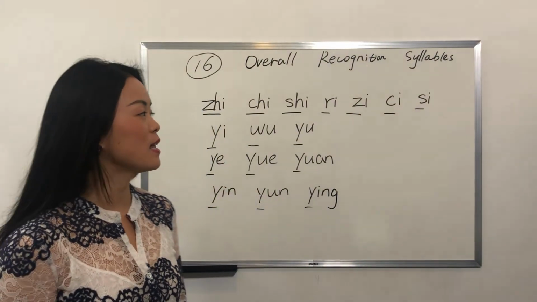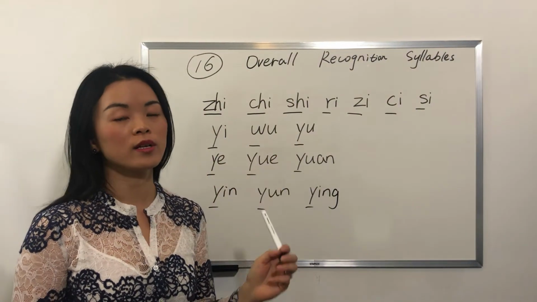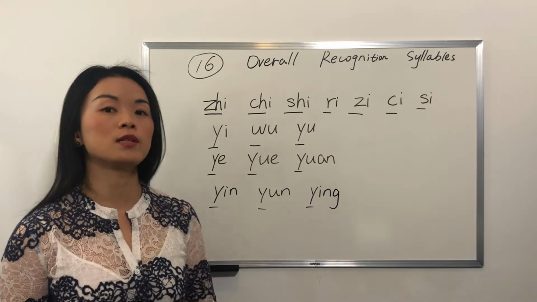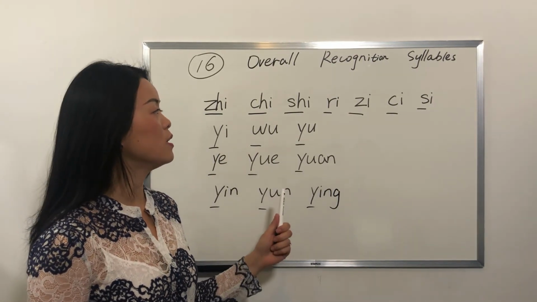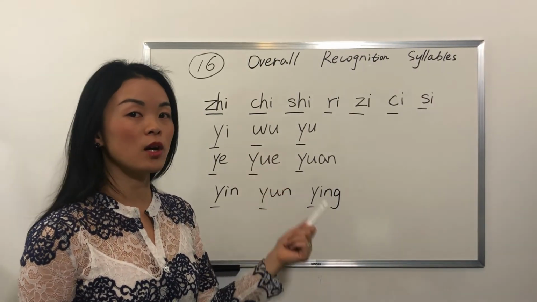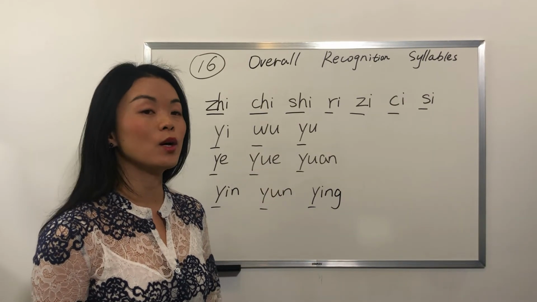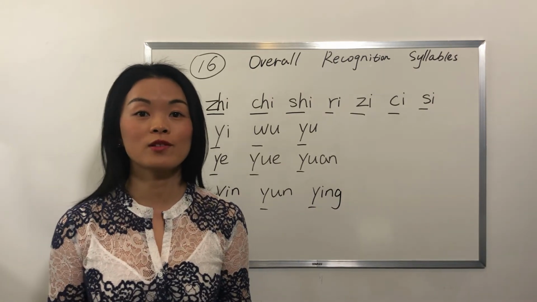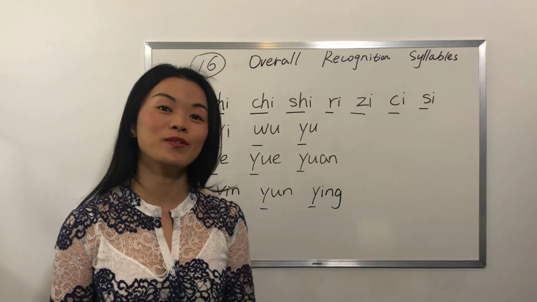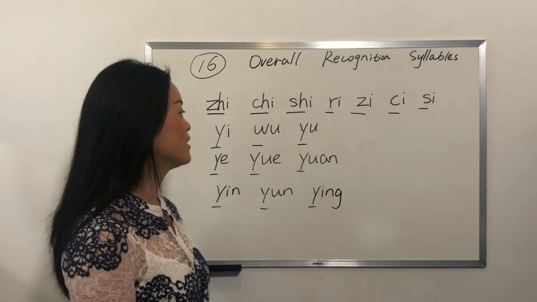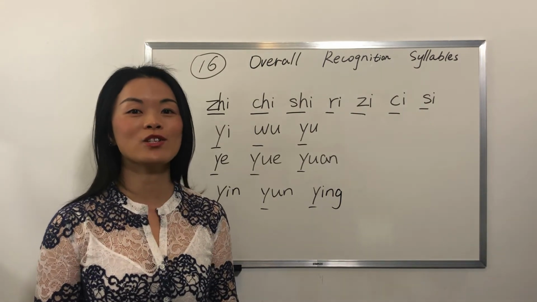As you can see, I put an underline on all the consonants in this overall syllabus. So the initial part is the consonant and the final part is the vowels. As we learned the consonants and vowels before, please go and review whenever you need. Let's read one more time to finish today's lesson.